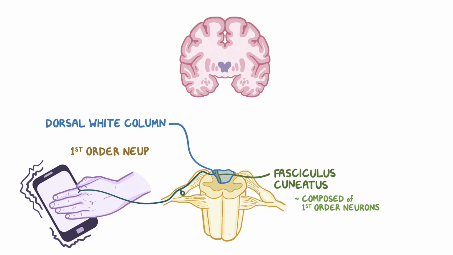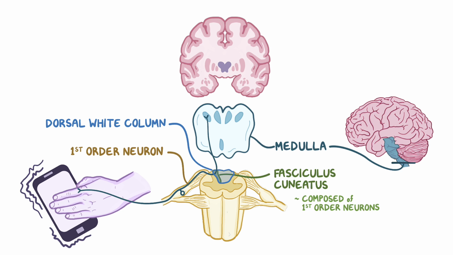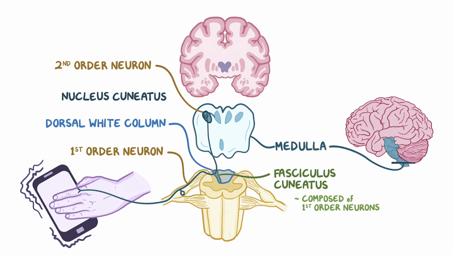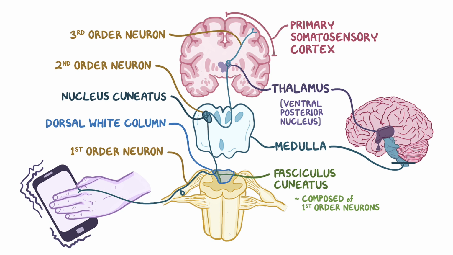The first-order neuron then ascends up along the same side of the whole length of the spinal cord, to reach the lower level of the medulla oblongata, where it synapses with the cell body of a second-order neuron in the nucleus cuneatus. The second-order neuron then sends off an axon that crosses over to the opposite side of the medulla, and travels up to the ventral posterior nucleus of the thalamus to synapse with a third-order neuron. The third-order neuron then sends up an axon that carries the sensory signals to the primary somatosensory cortex of the brain, letting you know that your phone is vibrating.